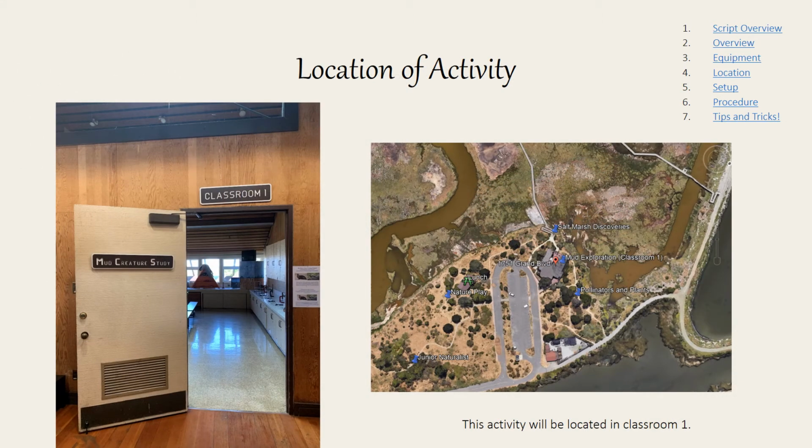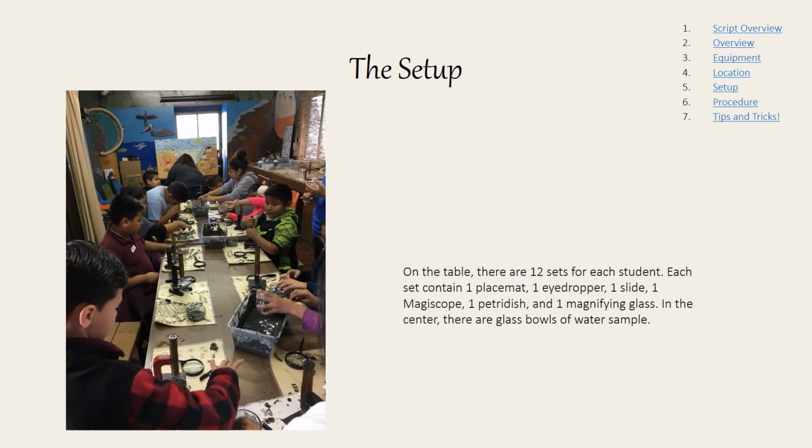This activity will be located in classroom 1. On the table, there are 12 sets, one for each student. Each set contains 1 placemat, 1 eyedropper, 1 slide, 1 magiscope, 1 petri dish, and 1 magnifying glass. In the center, there are glass bowls of water sample.